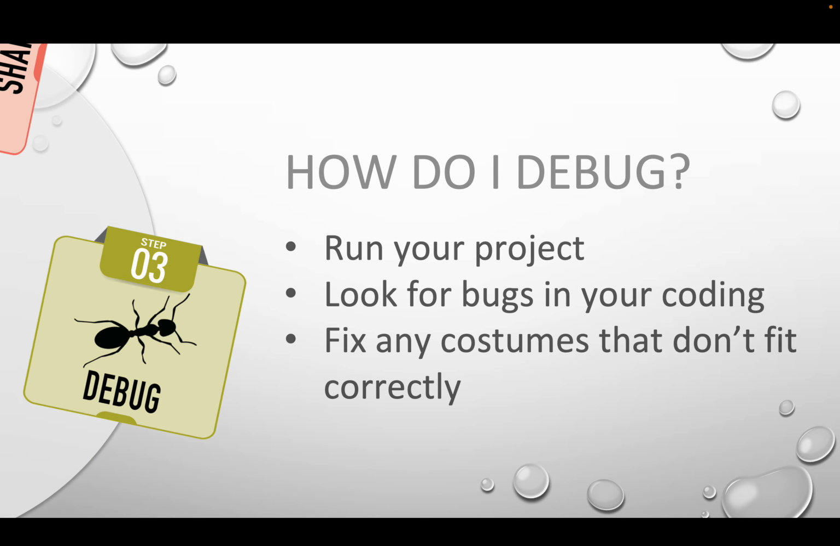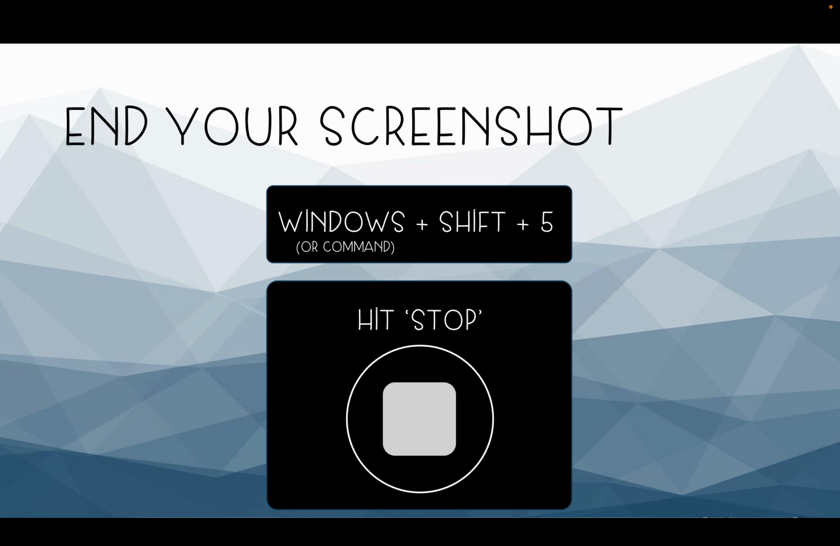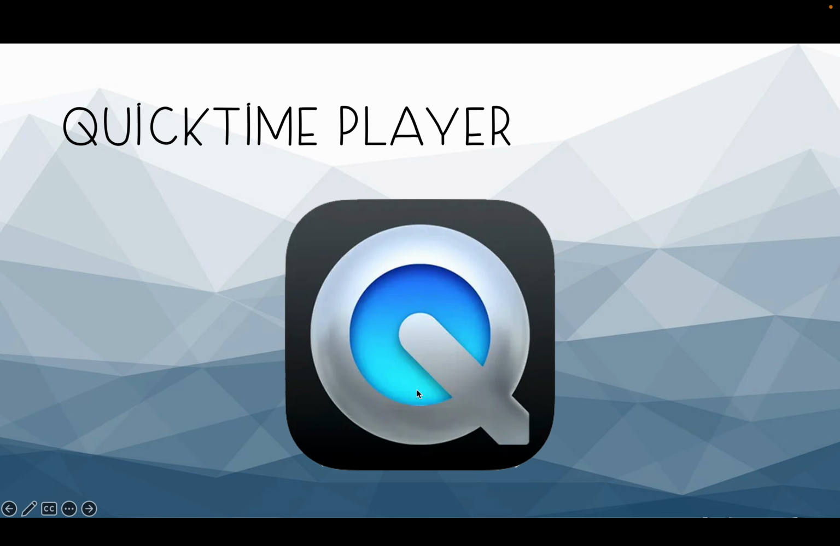So after I'm done with all the steps, when I'm done doing my video, to end your screen recording, you're going to pull up Windows Shift 5 again, or Command Shift 5. You're going to hit this button right here called the Stop button. As soon as you hit that, you're going to get a little thumbnail in the corner. You can click on it and hit Done, and then you're going to open up QuickTime.